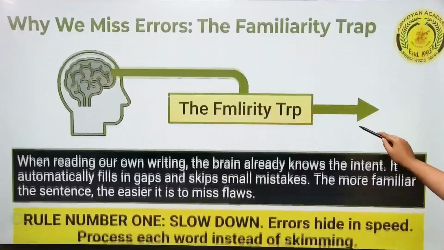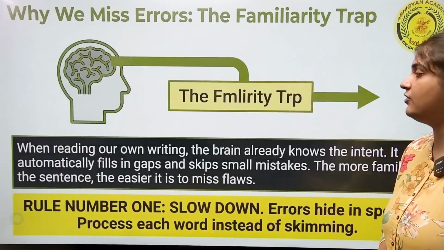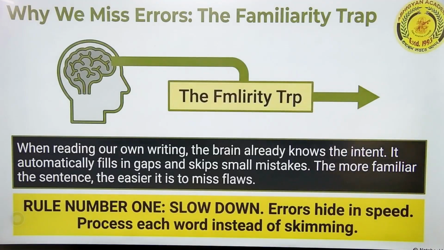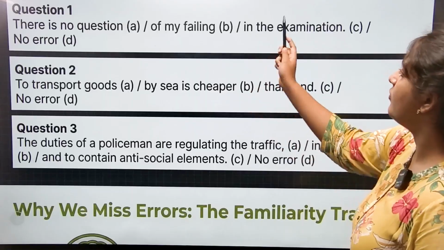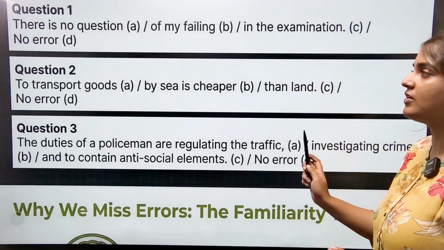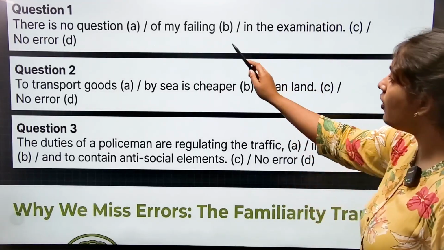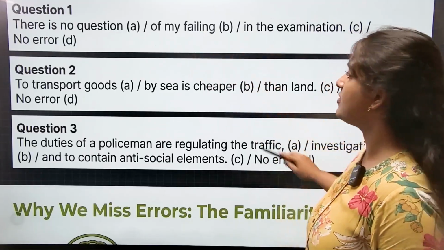क्यों हम लोग errors miss करते हैं? Because of the familiarity trap. While reading our own writing, brain already knows the intent. We already know इसका क्या है. There is no question of my failing in the exam. You're trying to say that I will not fail. So you often miss ki where is the mistake.